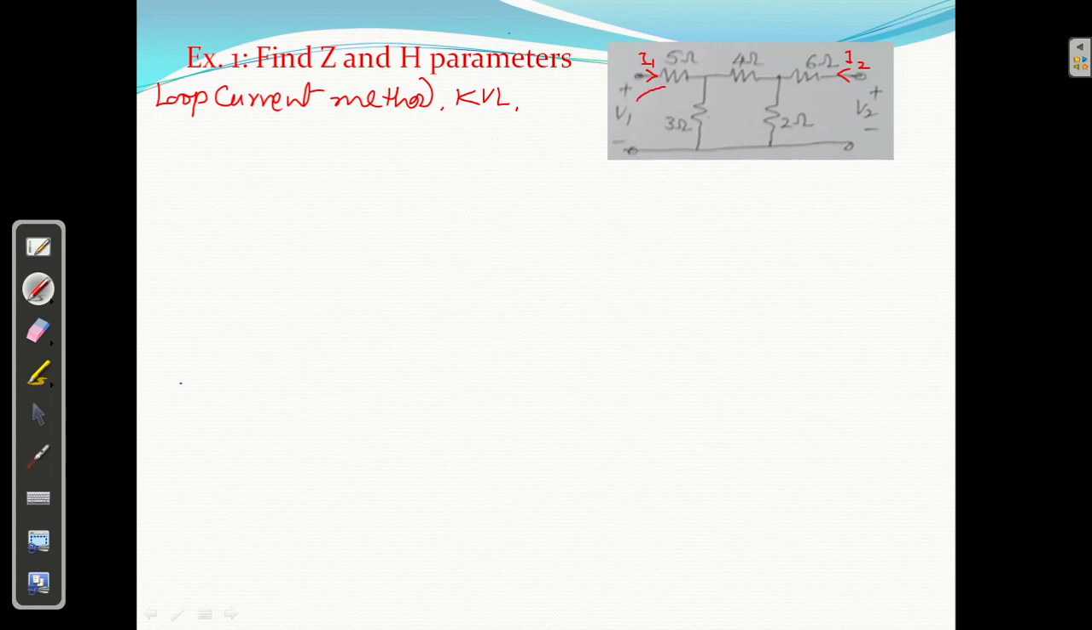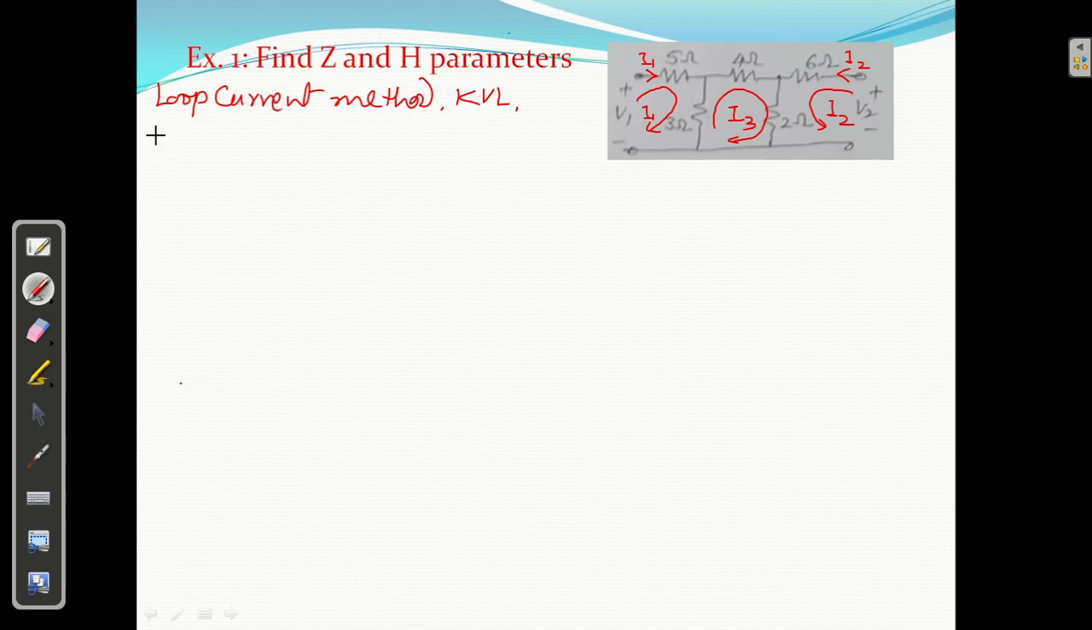So loop 1 has I1, and this is also incoming current I2. Where you have port 1 and port 2, the current is incoming, and there is one more loop in the middle. You can take I3 in whatever direction you want, clockwise or anti-clockwise, but this is incoming, this is also incoming.